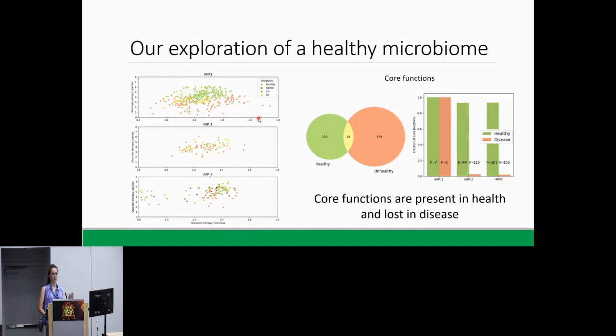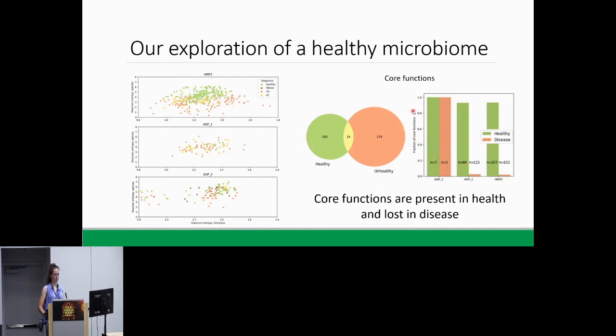When we compared how those enriched functions were overlapping between different projects, we identified 100 functions that were associated with health, and then almost 200 functions that were associated solely with disease. Okay, so we had those functions, and we wondered what type of functions there were. So we looked at the content of core functions within those enriched functions.